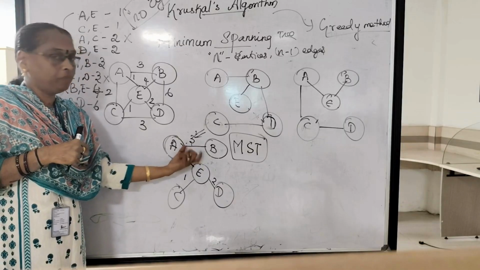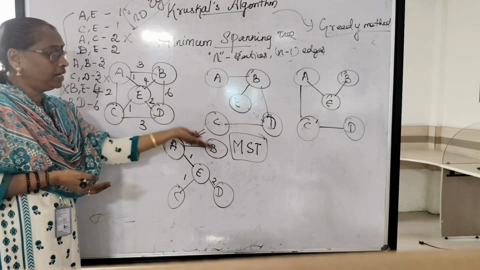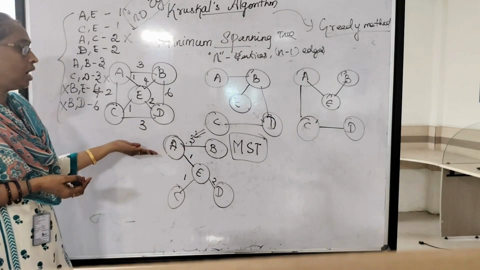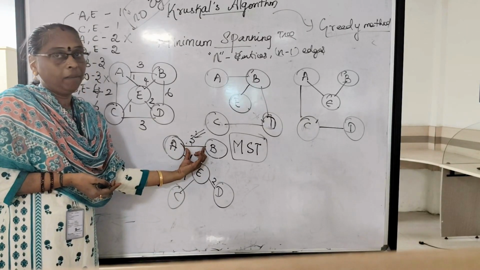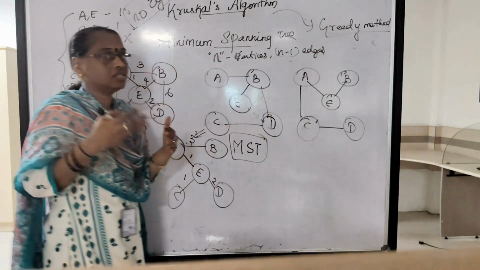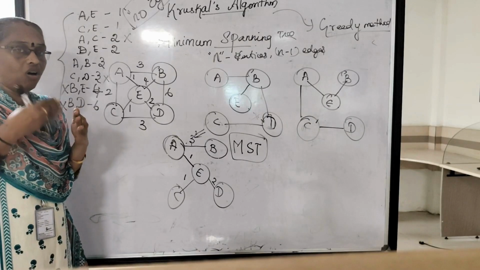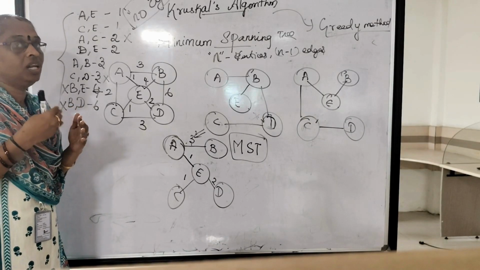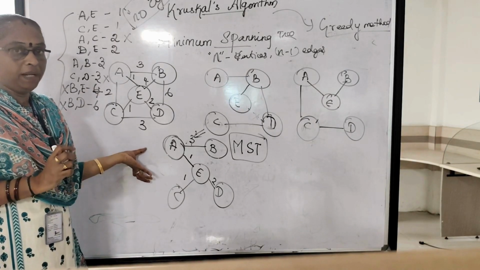If I include A to B, it may mislead me. Sometimes I even get a better MST than this, since I'm not considering the future consequence of the decision I made now. So that is a disadvantage of the greedy method. We have other design techniques, like dynamic programming, where they consider all the possibilities so that it avoids misleading solutions. You can get the correct optimal solution.